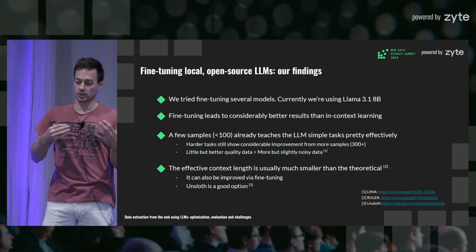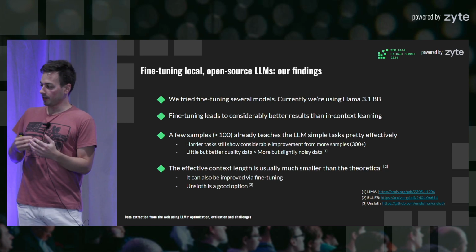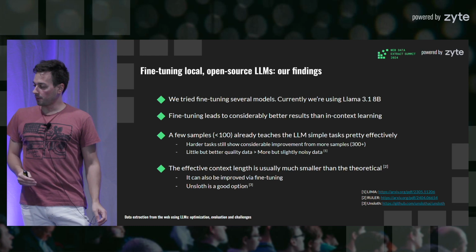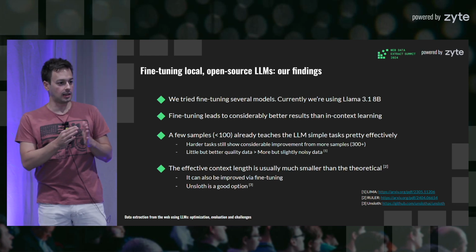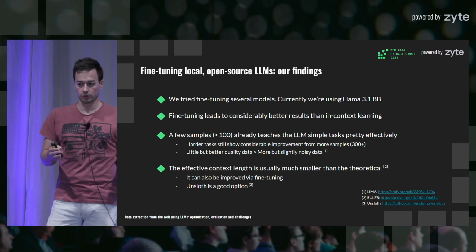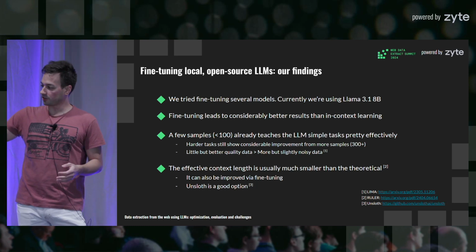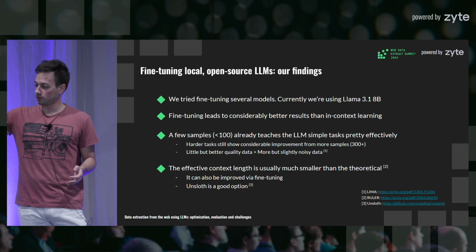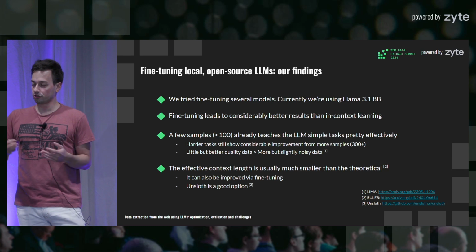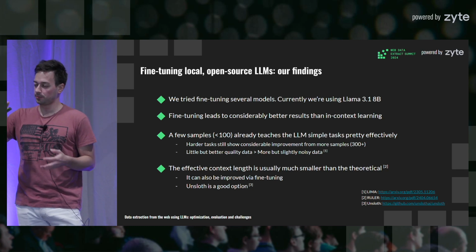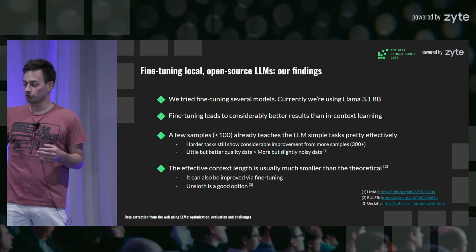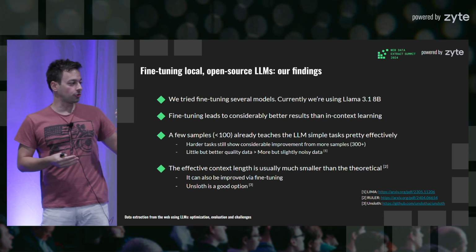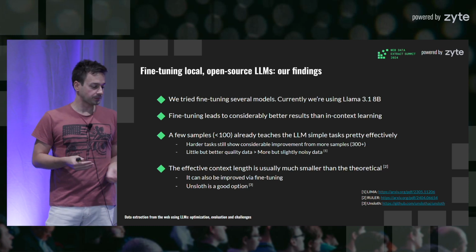And there are actually some experiments here. I'm pointing out a paper that does this analysis, like at what context does the LLM start performing worse? With, for example, Llama 3.1 8B, it also happens that more or less at 8K it starts performing worse. The good news is that we can also improve this via fine-tuning.